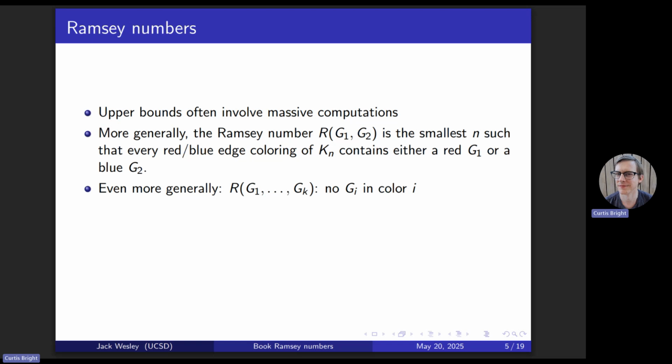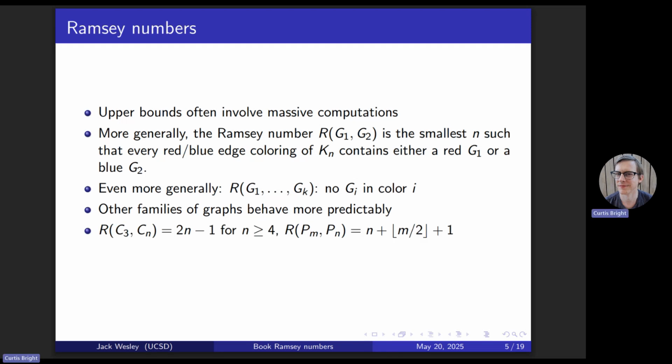But what's nice here is that when you look at other families of graphs besides the cliques, you get much nicer behavior. And these are just 2 randomly chosen examples, but for C3 and Cn, for instance, you have a nice, easy, closed formula, 2n minus 1. And for paths, Pm and Pn, you get another nice, essentially linear thing. And I think n is bigger than m here. But it doesn't matter. The point is that there are nice examples, nice formulas.